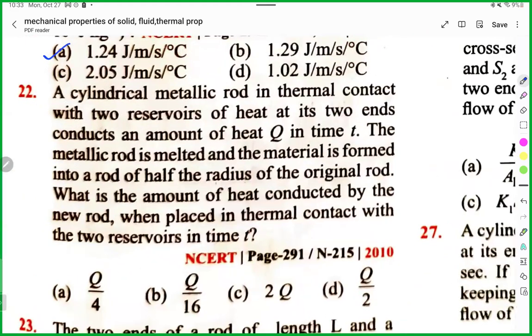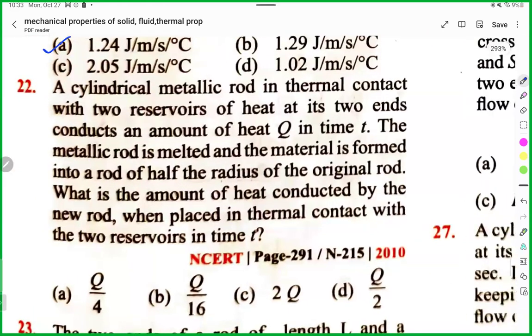Solve question number 22. Remember, I will check notes of everybody after the class. You have to send me in the group to solve every single question. It's okay if you are not able to do it, you tried but were not able to reach the final answer. It's okay.